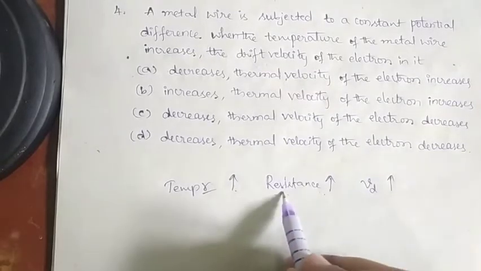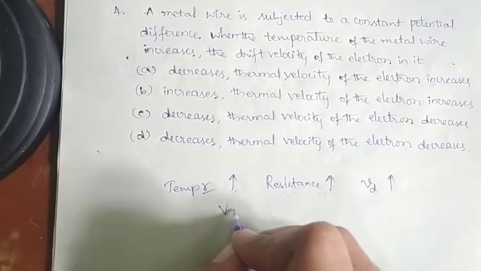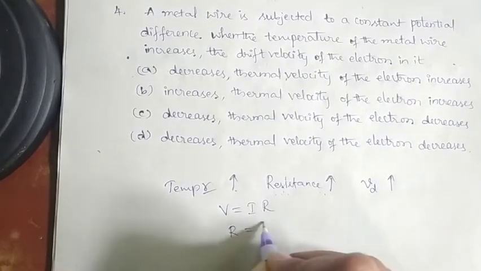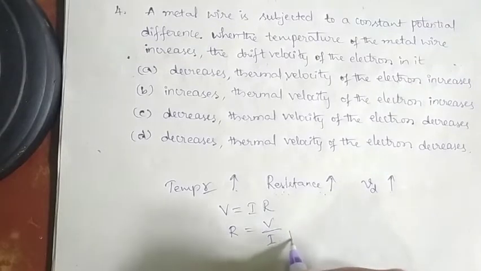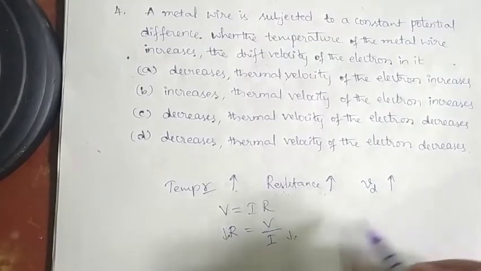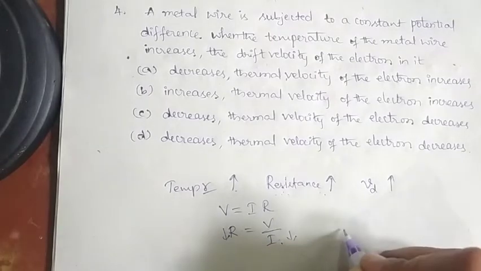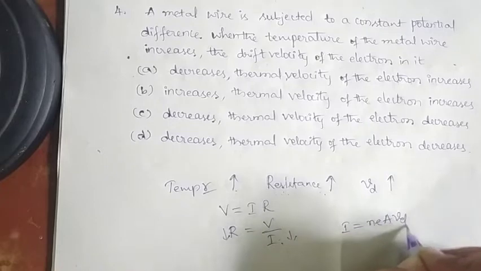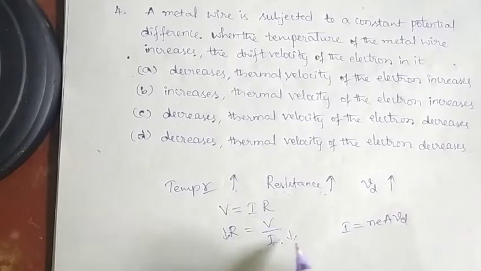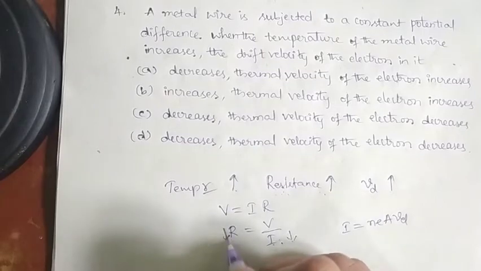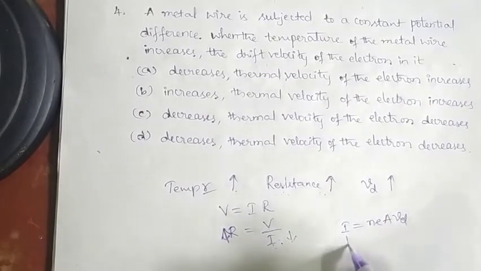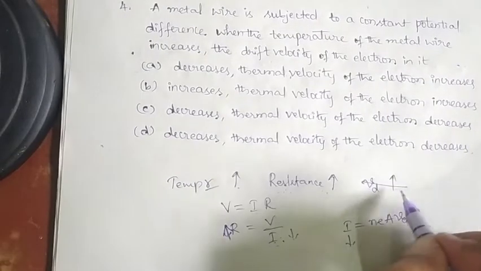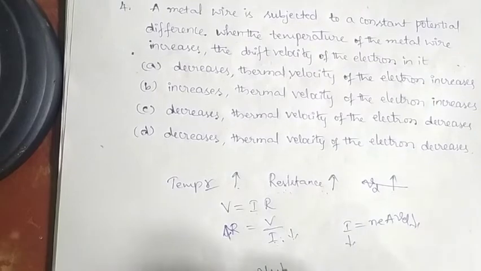And also, we know that by Ohm's law, V equals I into R. R equals V by I. Current and drift velocity are directly proportional to each other: I equals NEAVd. We know the relation. Here, if resistance increases, current decreases. A decrease in current will decrease the drift velocity, hence drift velocity decreases in this case.